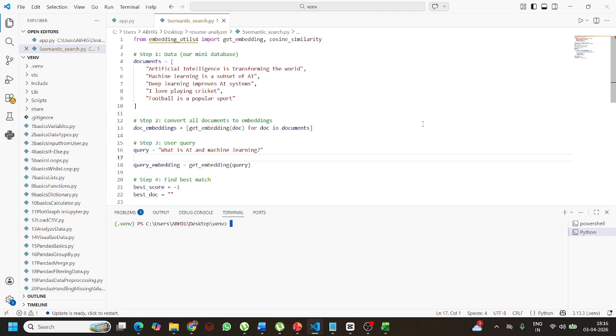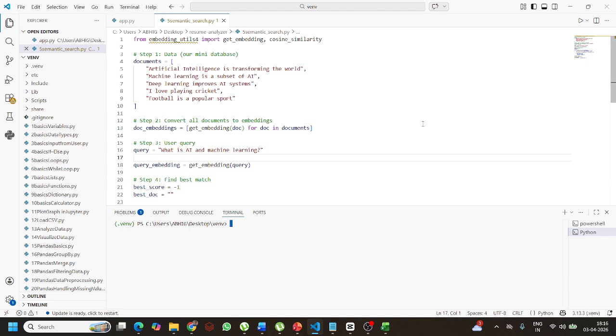What is cosine similarity? It is a mathematical method used to measure how similar two vectors are, ranging from minus 1 to 1. If they are completely similar, the value will be 1. If they are not similar, they are unrelated. If they are opposite, the value will be minus 1.